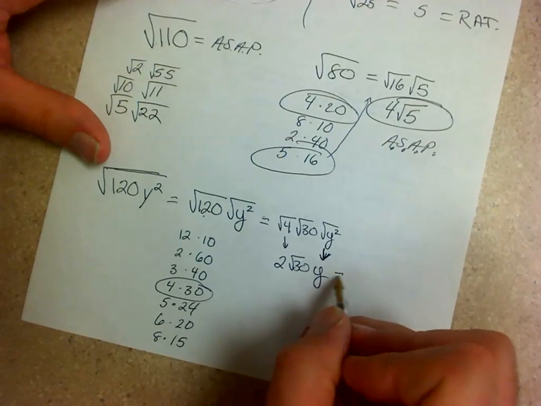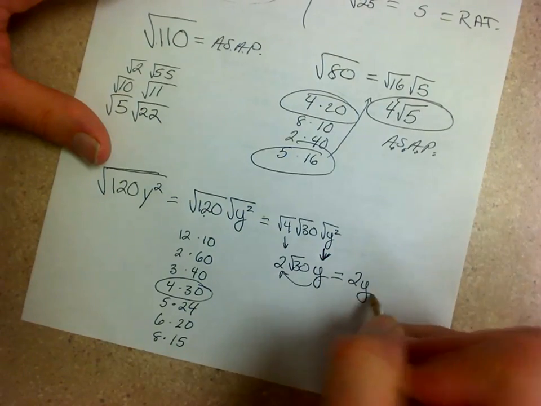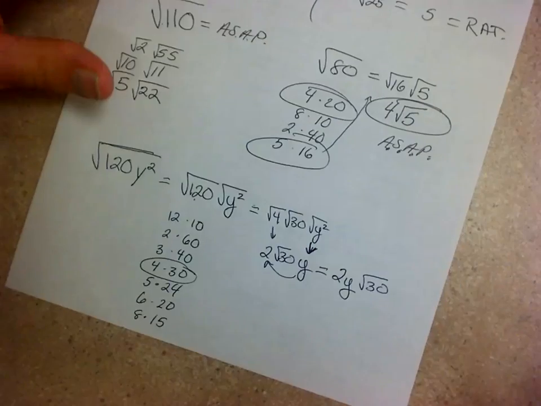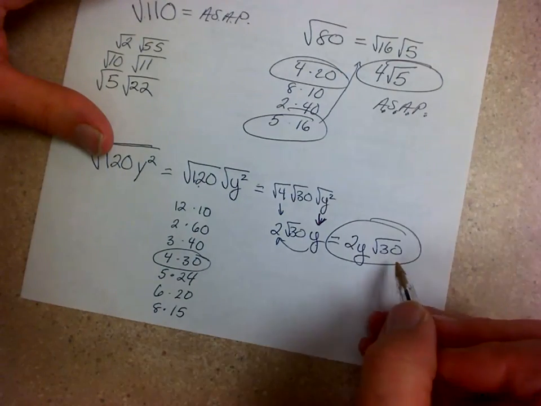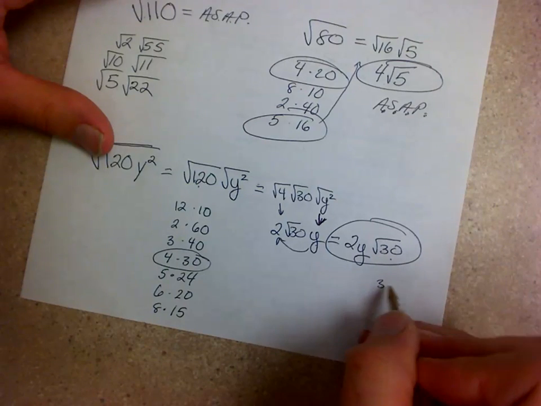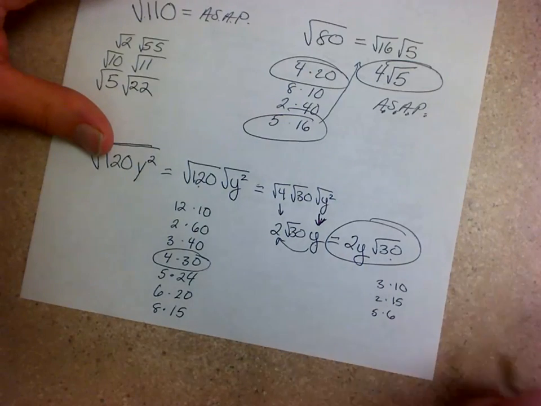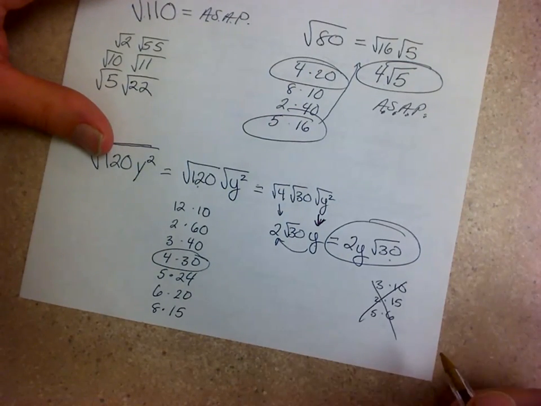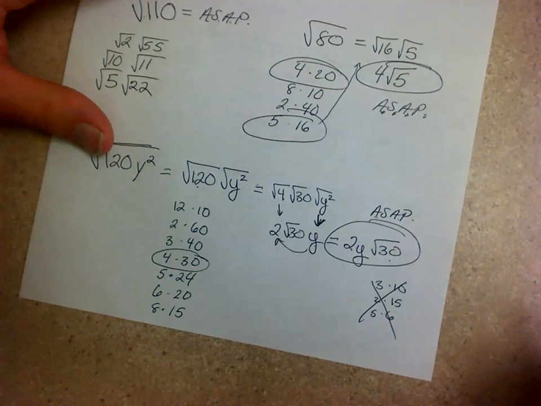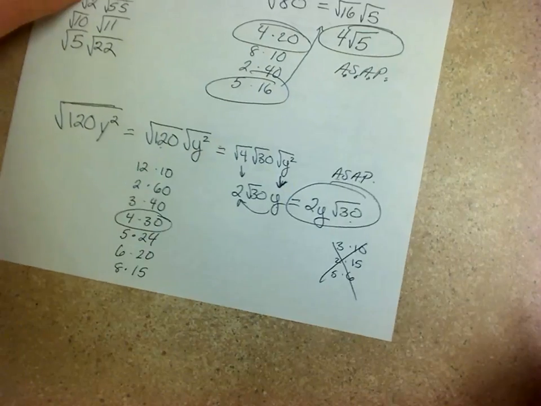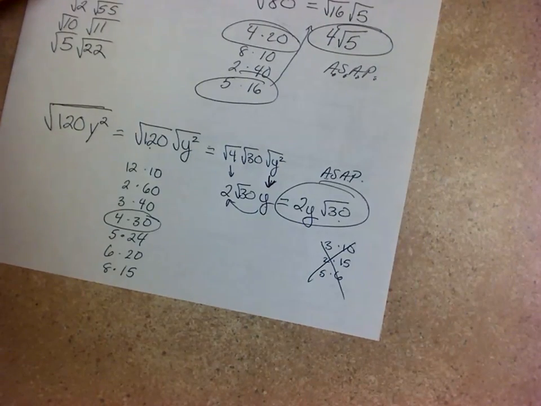So now to clean that up, we want to move all of our squares out front. So 2, we're going to move the y out front here, and then we're going to keep the square root of 30. The square root of 30, we could break down into 3 times 10, 2 times 15, and 5 times 6, none of which are perfect squares. So we can't do anything here. We would stop. That one is as simple as possible. So we're factoring our square roots out. Now that's just the first half of your homework assignment.